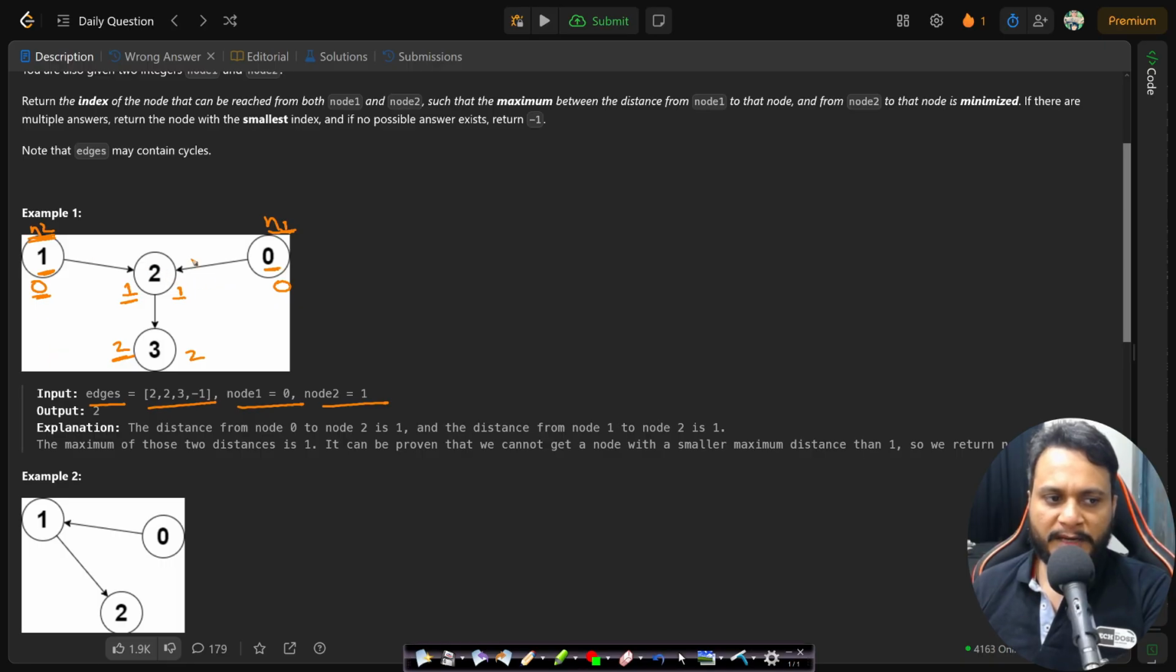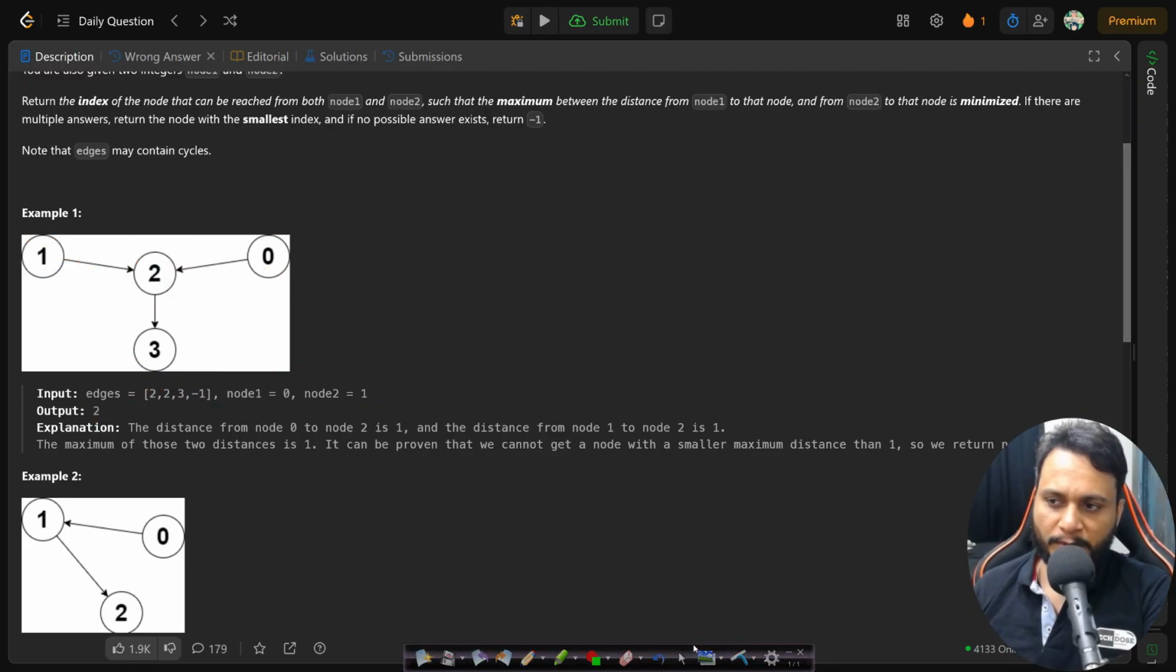Now, if you find out the common nodes where they both can traverse, which of them has the minimum distance? Node 2 has the minimum distance, right? Because it takes one distance for 1 to reach here and one distance for 0 to reach here. So the maximum of the two distances will be taken and we need to minimize that maximum. In this case, the maximum of 1, 1 is 1. In this case, the maximum of 2, 2 is 2. So out of these two available options, 2 and 3, node 2 is a better option because it is the closest to both the nodes. And that is why node 2 is the answer.